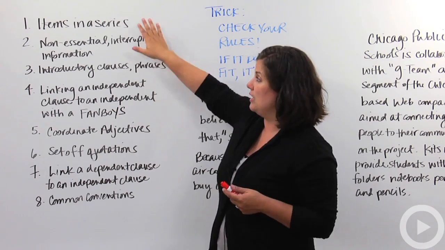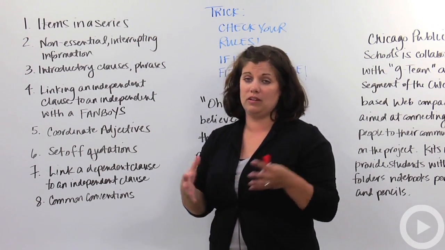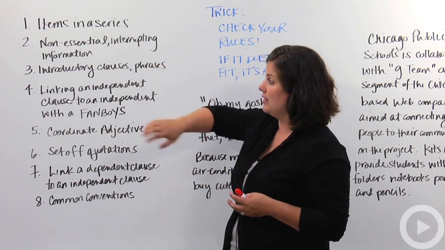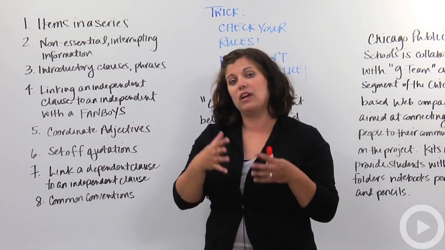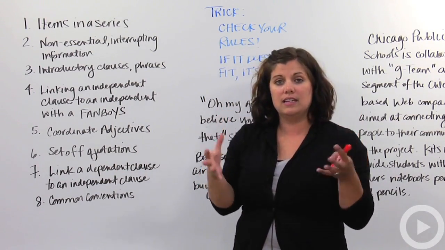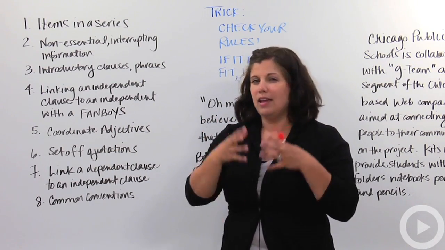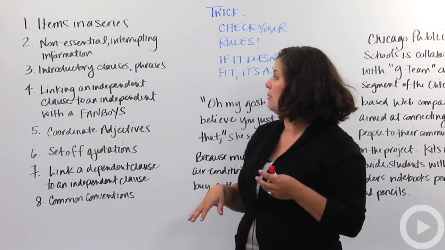So the first comma rule is use commas with items in a series. So when you've got a list of things or maybe even a list of adjectives, you're going to separate those things with commas. The second rule, non-essential interrupting information. So when you've got information in your sentences that isn't necessary to the understanding, in other words, you could drop it out of the sentence and the sentence would still mean the same thing, you want to make sure you set that off with commas.